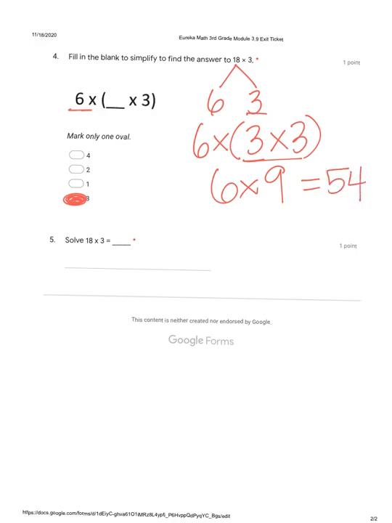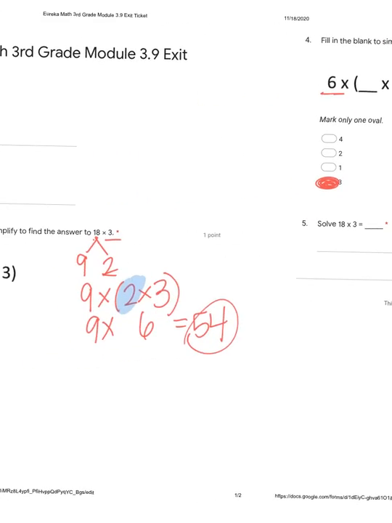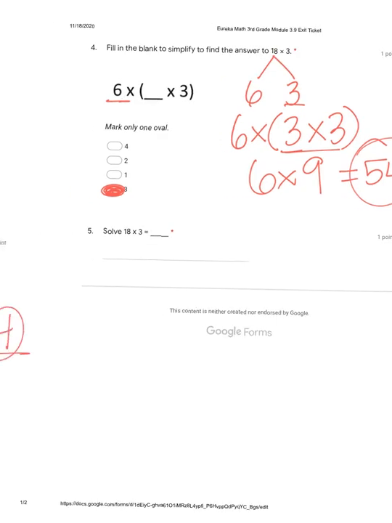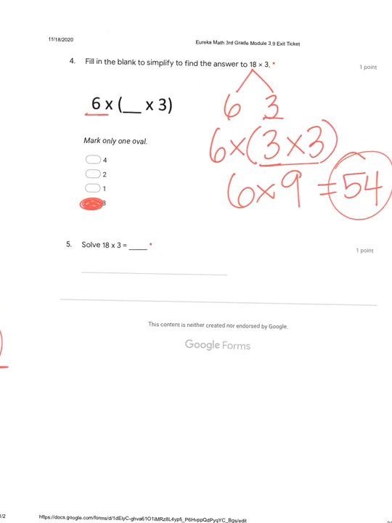So number 5 says solve 18 times 3. Well, we've done that 2 times, haven't we? We have here and here. So the answer to 18 times 3 is 54.